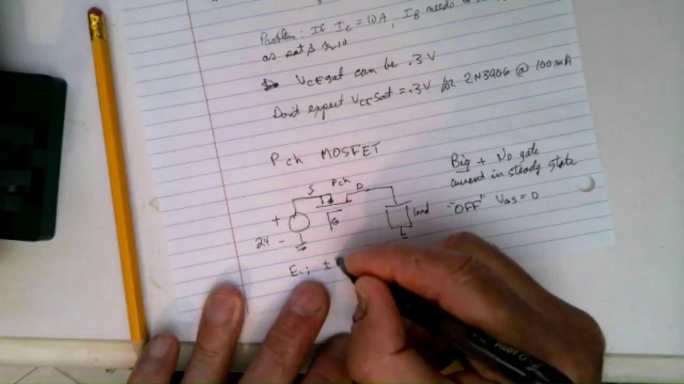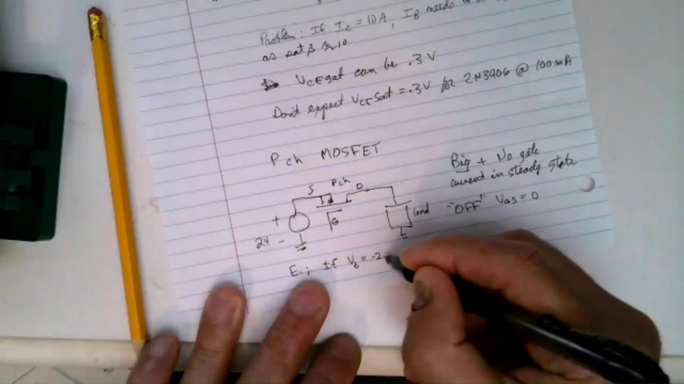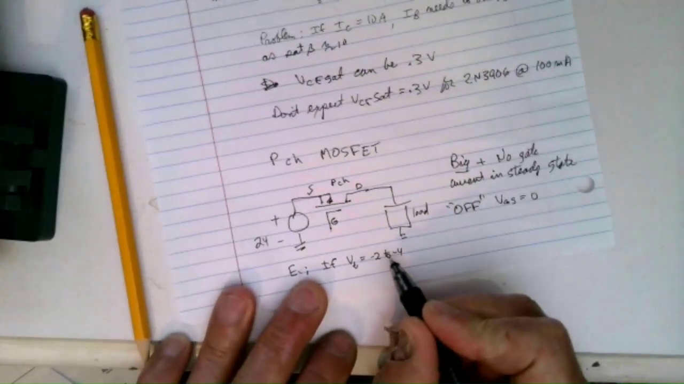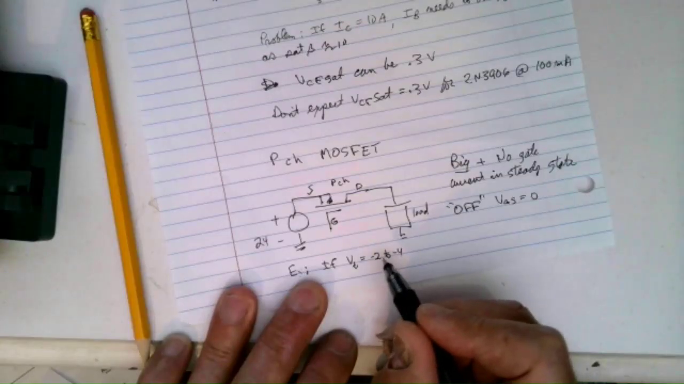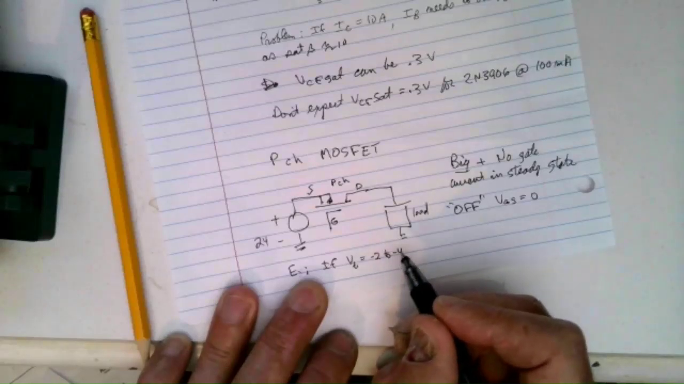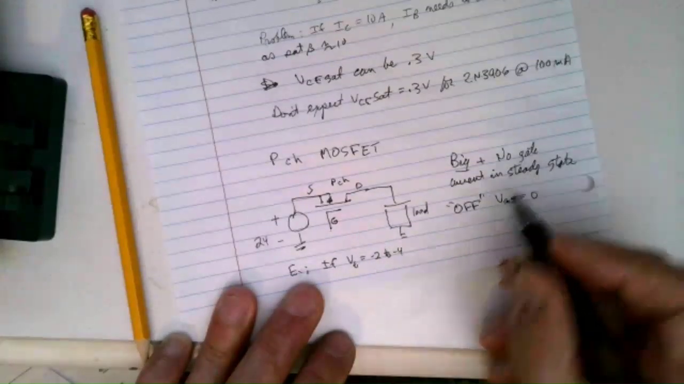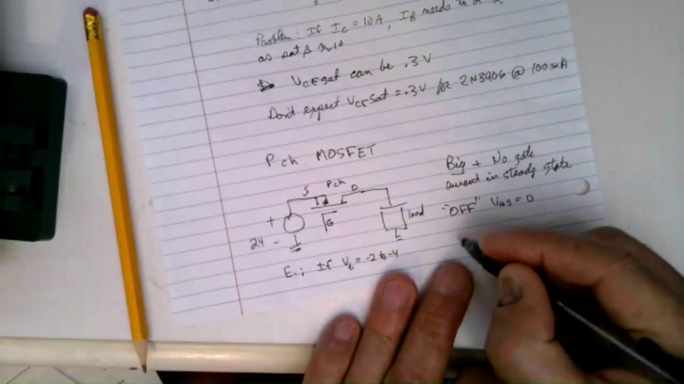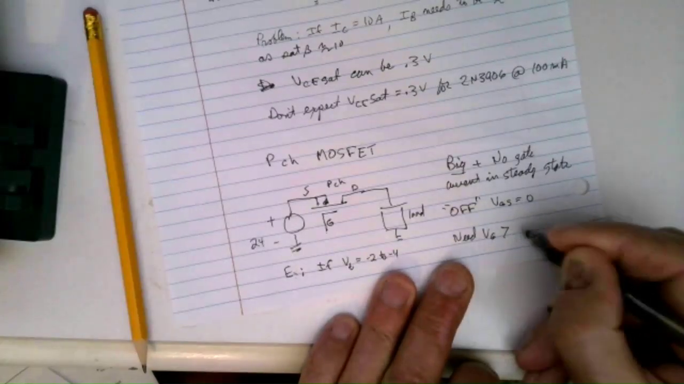If VT, the threshold voltage, equals -2 to -4, that doesn't mean the gate voltage is negative. That just means the part will turn on when the gate is somewhere between 2 volts below the source and 4 volts below the source. So for this case, for off, we need VG greater than 22 volts.